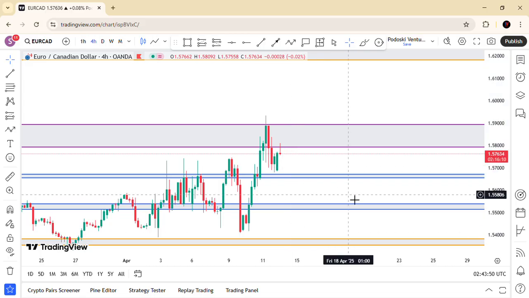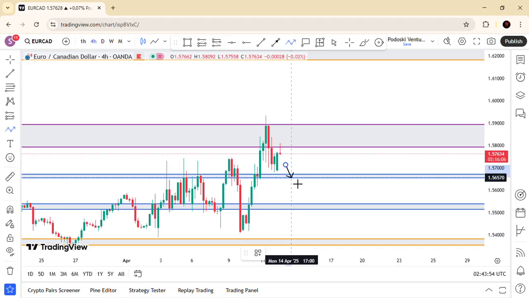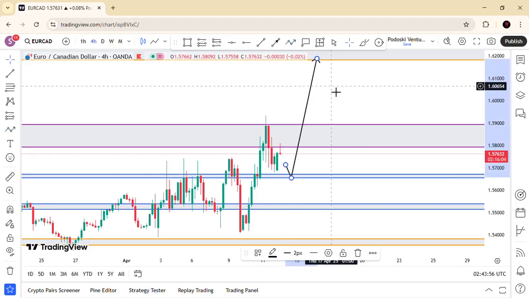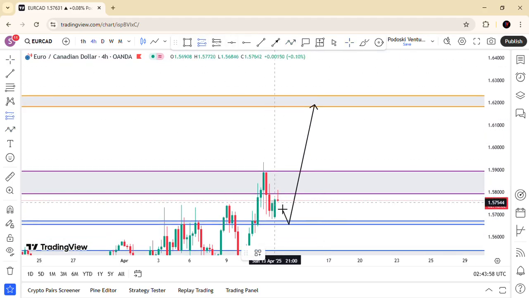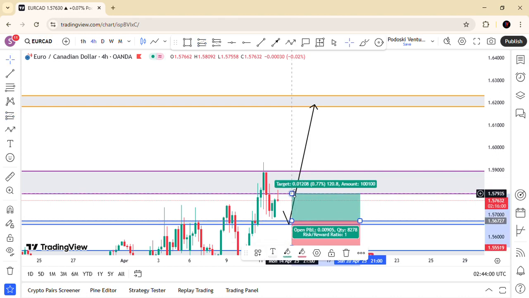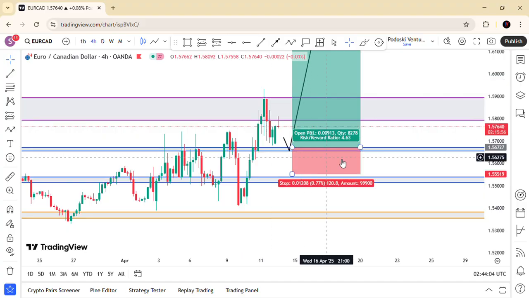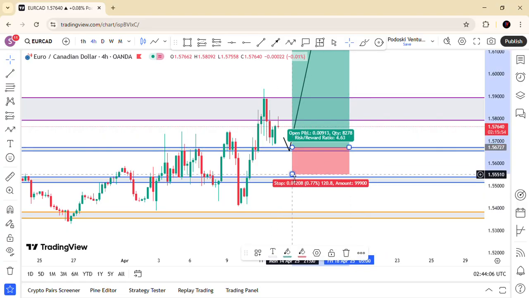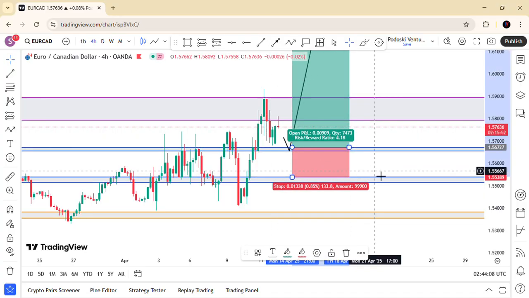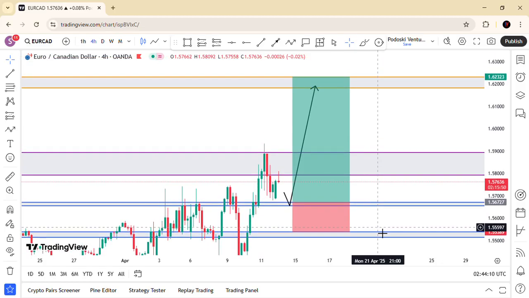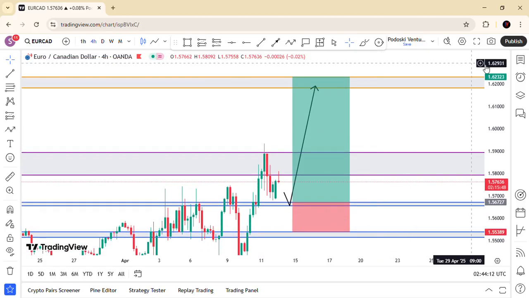Okay, so that's it on EuroCard. We pick our buy from here, then we target this zone and see how it will play out.